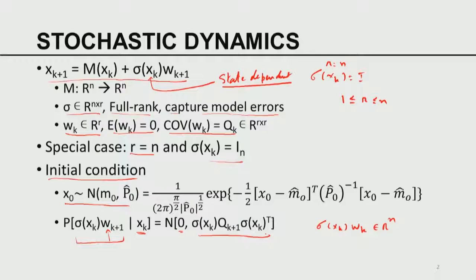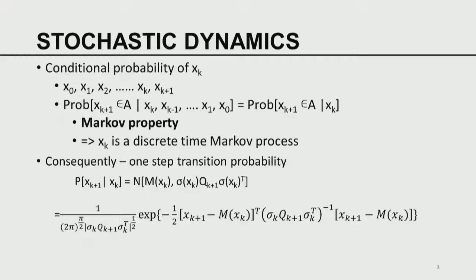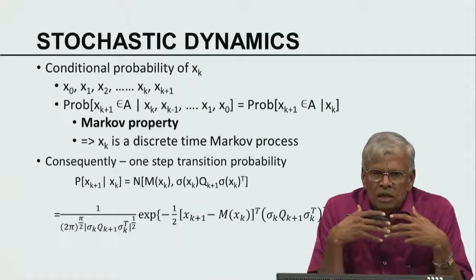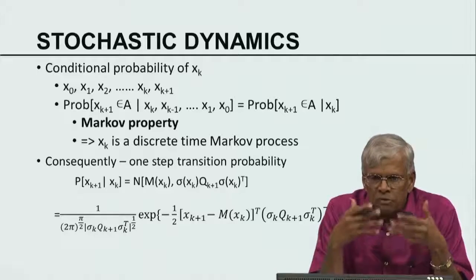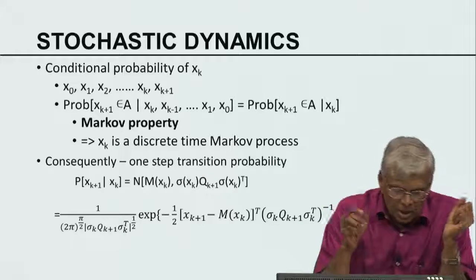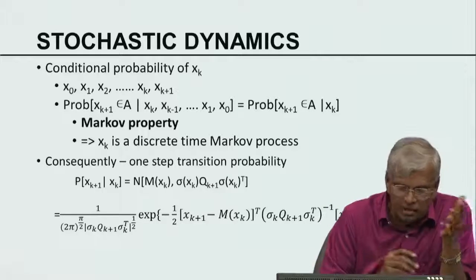So we have talked about the choice of the model error or model noise. We have also talked about the choice of initial conditions. Now we are going to be talking about the properties of the evolution of the state of the system, namely the forecast when there is no observation. That is what is called analysis of stochastic dynamics.